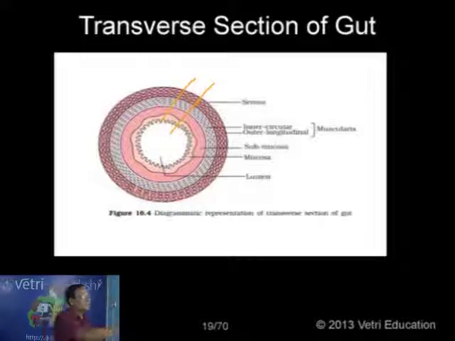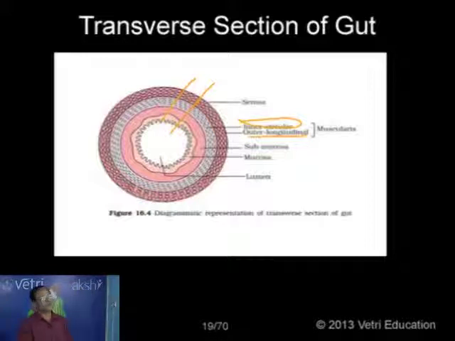Then the next one we have is the muscularis. Here the muscle is formed of smooth muscles, arranged in two different types: one is longitudinal muscle and the other is circular muscle. The longitudinal muscle extends from end to end. The circular muscles are found in rings. So we have outer longitudinal muscles and inner circular muscles. The muscularis layer is found in two components: the outer layer is formed of longitudinal muscles, and the inner one is formed of circular muscles.